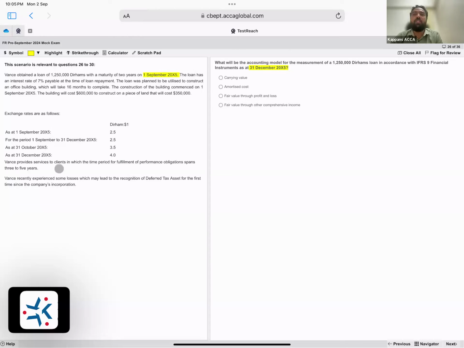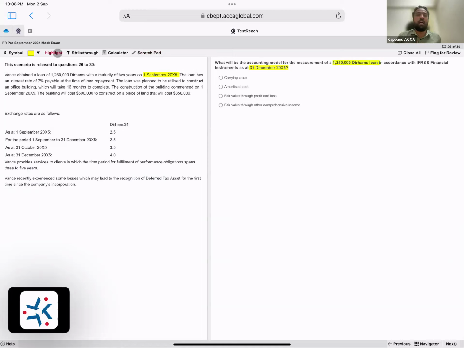Vans provides services to clients in which the time period for fulfillment of the performance obligation spans 3 to 5 years. Performance obligation over a period of time. Vans recently experienced some losses which may lead to recognition of a deferred tax asset for the first time since the company's incorporation. What will be the accounting model of measurement of the 1.25 million dirhams loan in accordance with IFRS 9 financial instruments?